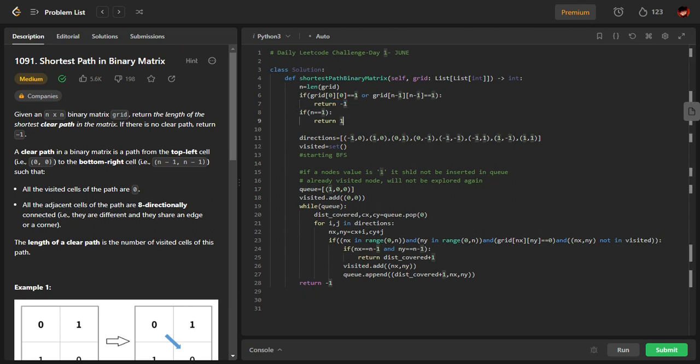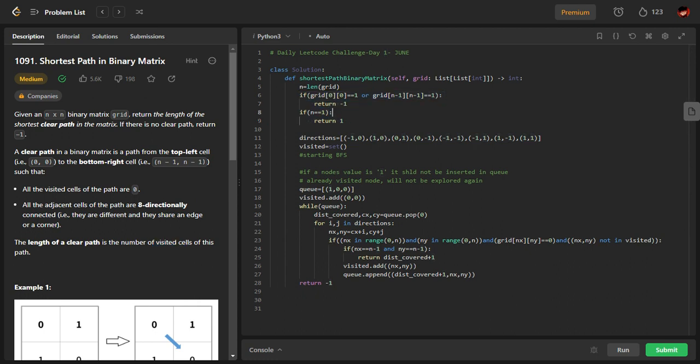Then comes the edge case where n is 1. The kind of solution which I've implemented forces me to declare this kind of edge case separately, and I will explain why. But whenever n equals 1, that means only a single node is present. That means that itself is the source node and that itself is the last node. So we are returning the number 1, because how many cells have we visited? Only one cell. That's the idea. These were the edge cases.